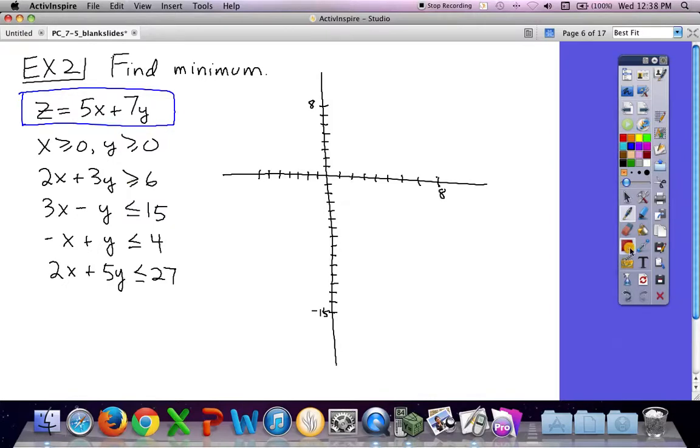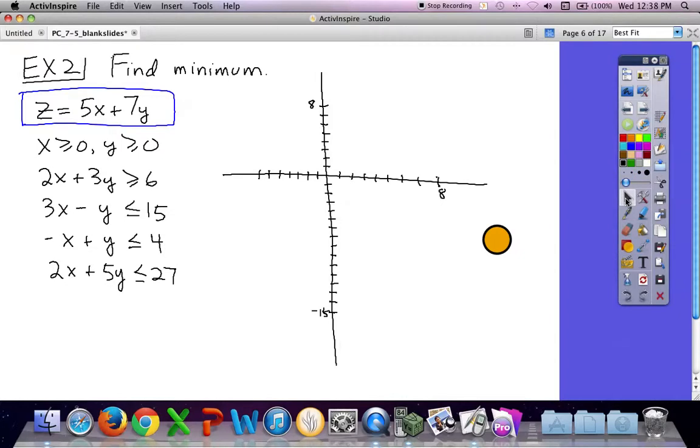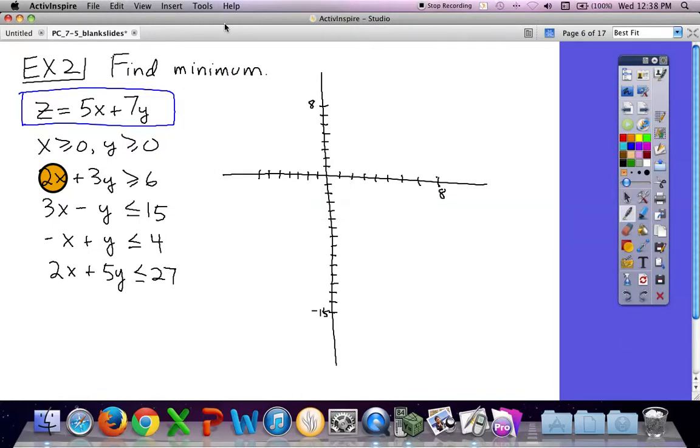Let me make another circle. That didn't work so bad. And go back here. Okay, if I cover up the y and solve for x, x equals 3. If I cover up the x and solve for y, y equals 2. So we are at 2, 3.